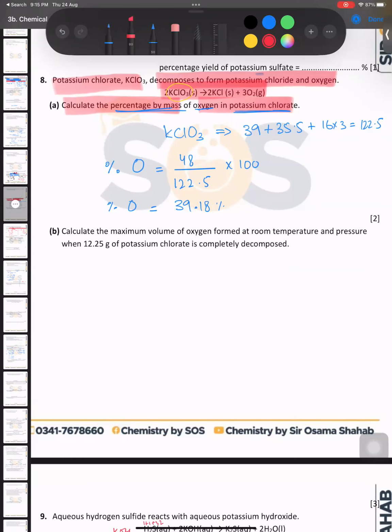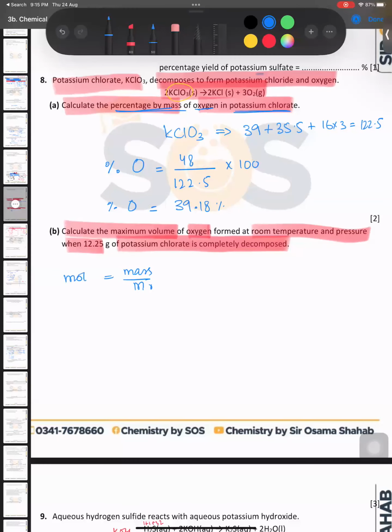Let's move on to the next part, which is what we have already done in the last few classes. Calculate the maximum volume of oxygen at room temperature and pressure when 12.25 grams of potassium chlorate is completely decomposed. So we have the mass. We can divide it by molecular mass to get the number of moles, right? So the mass is 12.25. Molecular mass is 122.5. So bachon, tell me the number of moles quickly. 0.1. Excellent. That is the first step done.